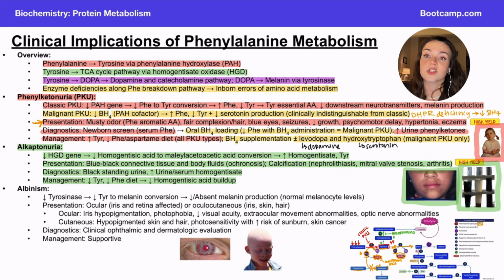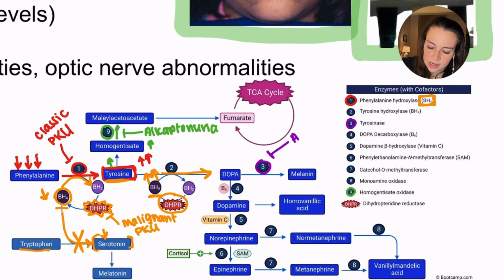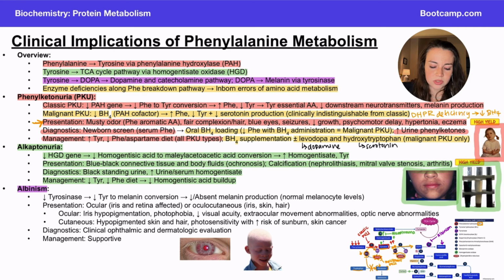All right, and then the last disorder we'll talk about is albinism. Albinism is a defective tyrosinase enzyme that is going to cause a decrease or an absent production of melanin. So decreased tyrosinase means a decreased conversion of tyrosine to melanin, and it means that you're going to have low melanin production, even in the setting of a normal number of melanocytes. So structurally and numerically, the melanocytes are okay. It's a defect in the enzyme to make the melanin.